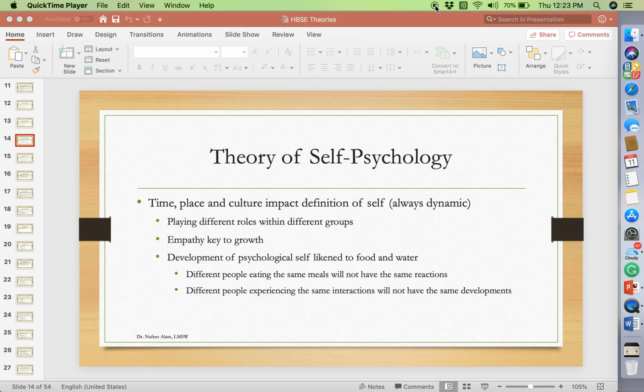The development of the psychological self is likened to food and water in the theory of self psychology. Think of different people who eat the same meals and will not have the same reactions necessarily. At the same time, different people experiencing the same interactions will not have the same developments of the self.